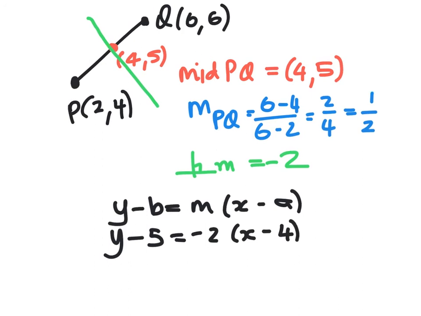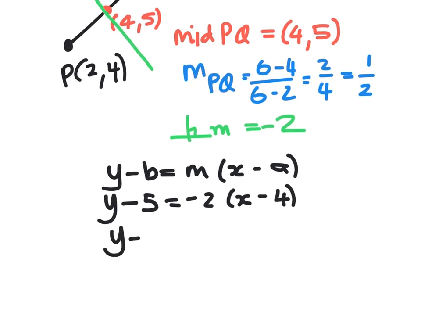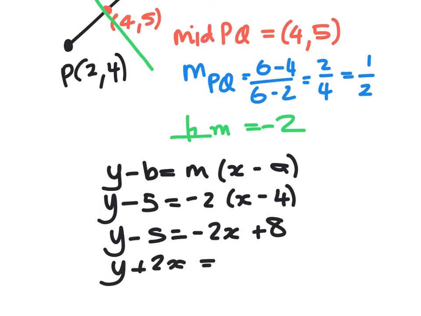Remove those brackets. y minus 5 equals negative 2x add 8. Tidy it up a wee bit. y plus 2x equals 13. Okay, that's us.